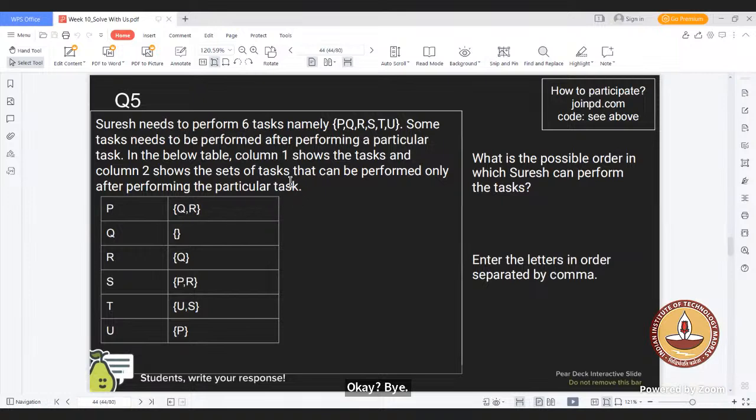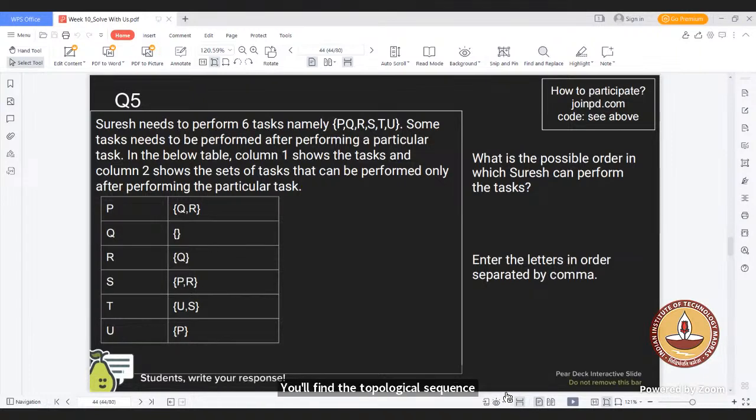So this is column 2. It says that column 2 shows a set of tasks that can be performed only after performing the particular task. The particular task is here. So we'll have to see which has in degree 0. Just try to plot the number of in degrees here and then pick the one which has in degree 0 and follow the steps. You will find the topological sequence.